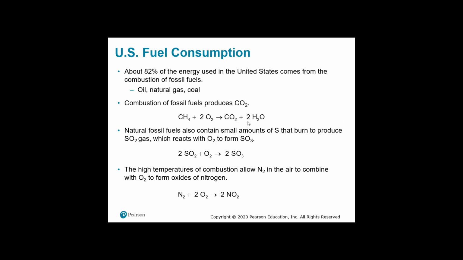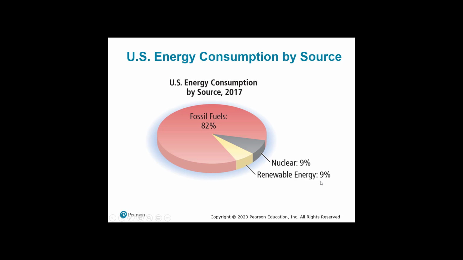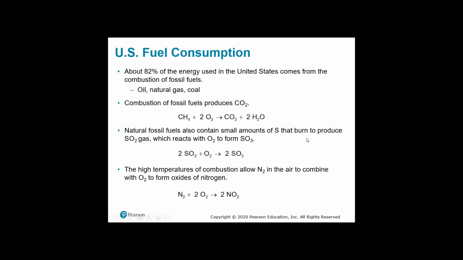All right, and now we're on the next chapter. We're going to look at fuel consumption. Based on this graph, you can see about 82% of the energy used comes from combustion of fossil fuels. And fossil fuels are oil, natural gas, and coal. The combustion of fossil fuels produces CO2 in the air, which does have an effect on how we are living and on what's happening with climate change.